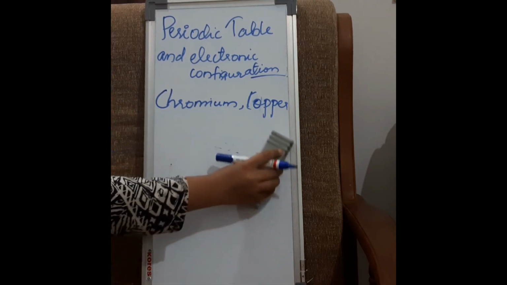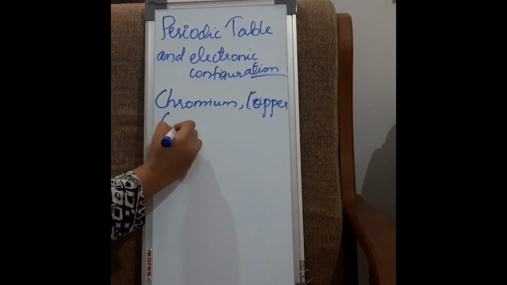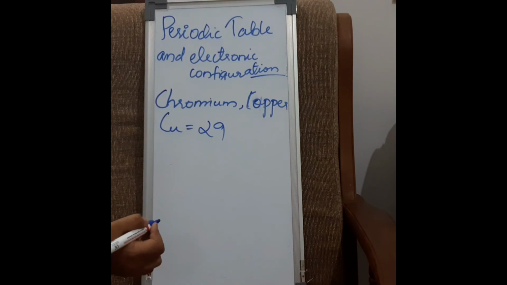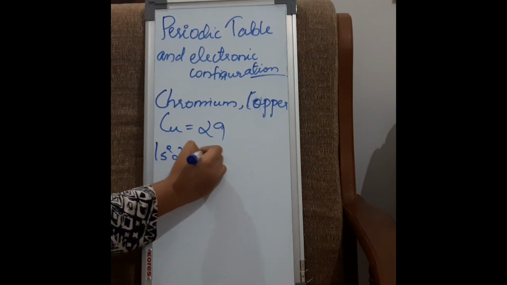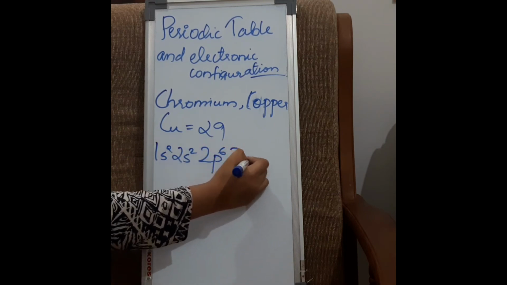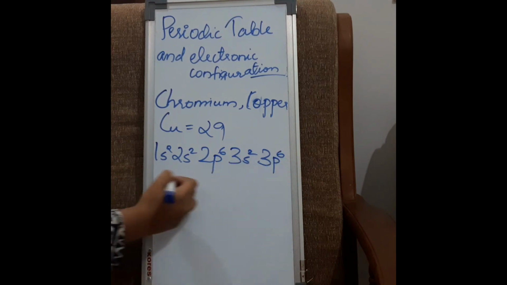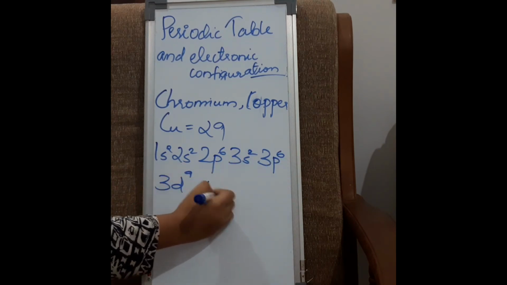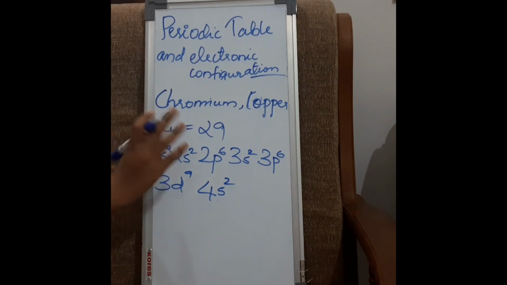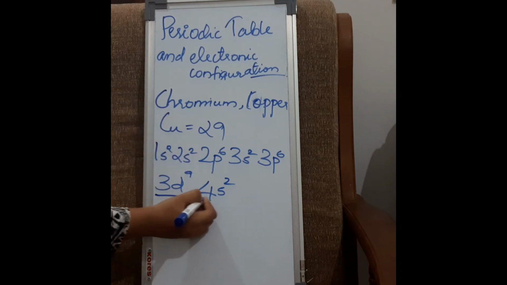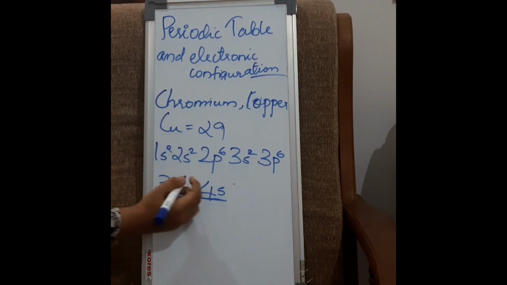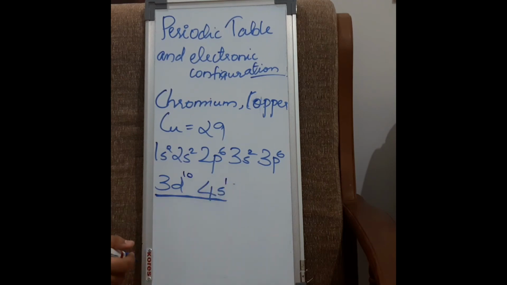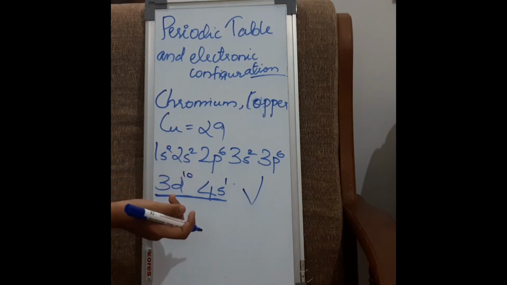Now we can look at the peculiarity of copper. Copper has 29 electrons, atomic number is 29. How will we write? 1s2, 2s2, 2p6, 3s2, 3p6, 3d9, 4s2. This is the real electronic configuration of copper, but instead of 3d9, 4s2, we have to write 3d10, 4s1. This is the correct electronic configuration, because d having 10 electrons is more stable.